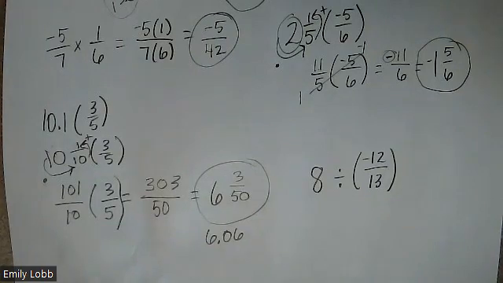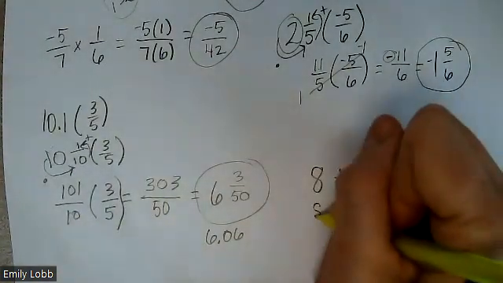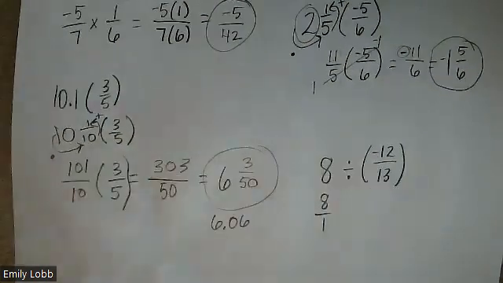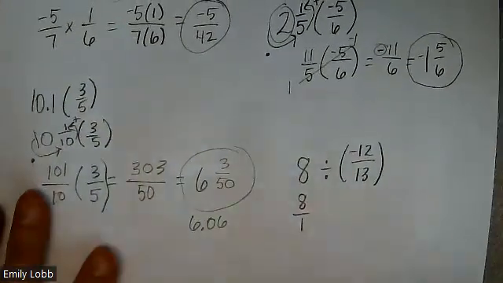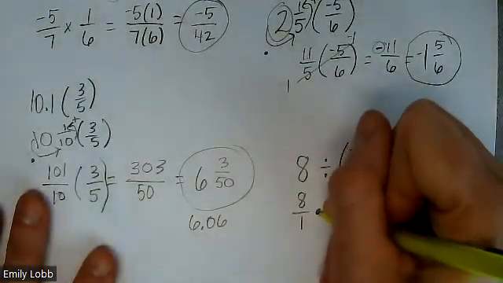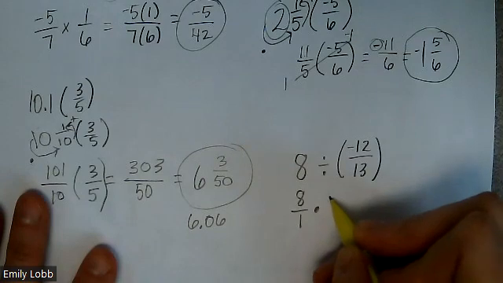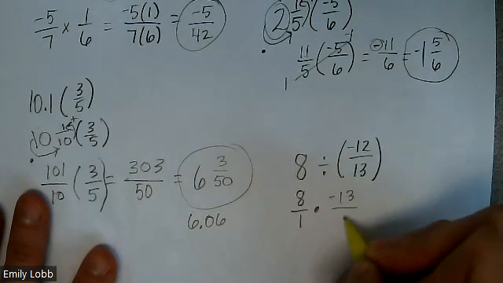What do I have to do first? Put a 1 under the 8. Good. I need to change 8 into a fraction, so I'm putting a 1 under it. Then I need to keep, change. What am I changing division to? Multiplication. And I have to flip and use my reciprocal. So I have negative 13/12.